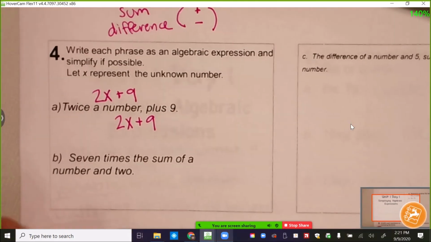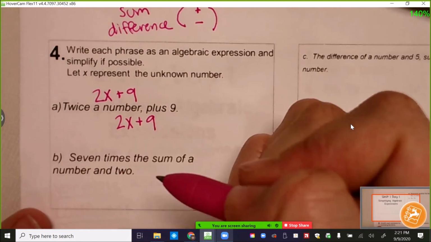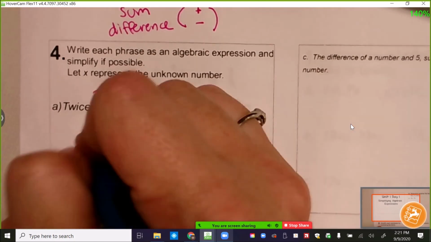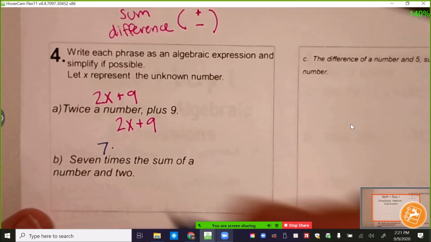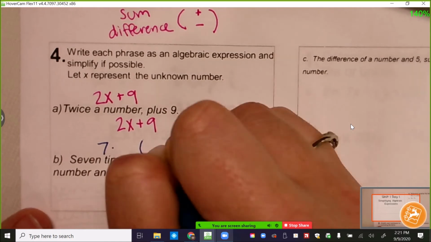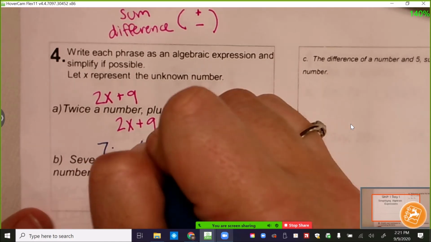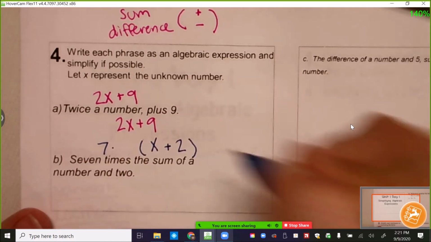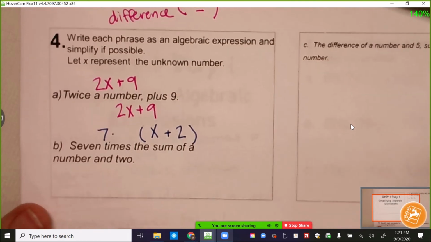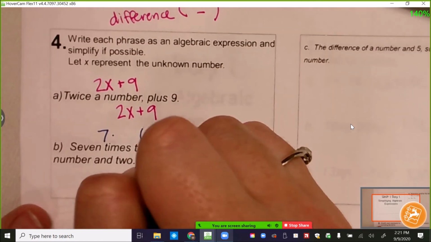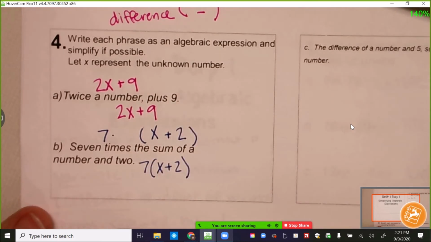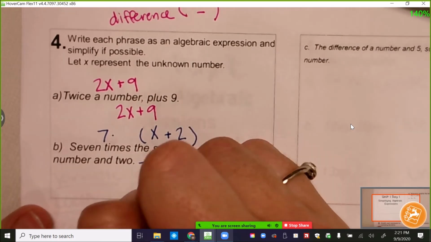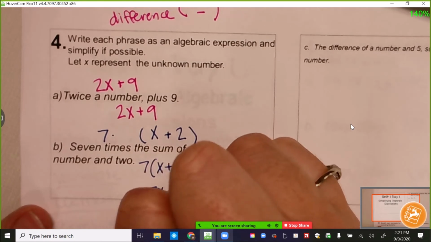Okay, it says 7 times. Here's another thing I want you to be careful with: don't use x for multiplication. You're going to use a dot. 7 times the sum, so that means parentheses with a plus in the middle, of a number, we don't know that number, and 2. So we get 7 times x plus 2. And if we were to simplify that, what would we get? 7x plus 14. Yes.